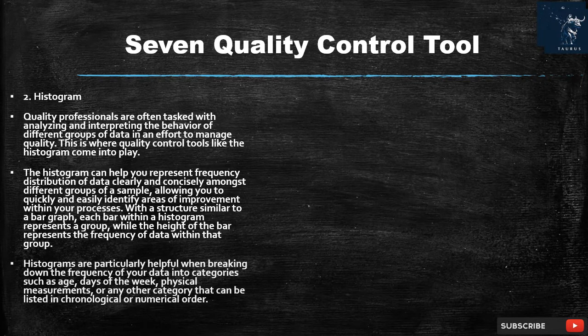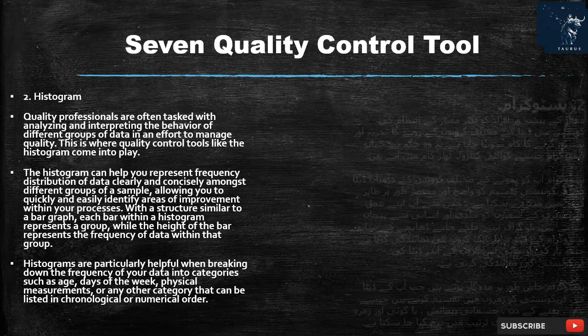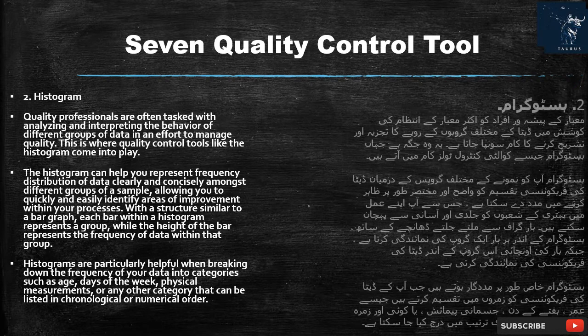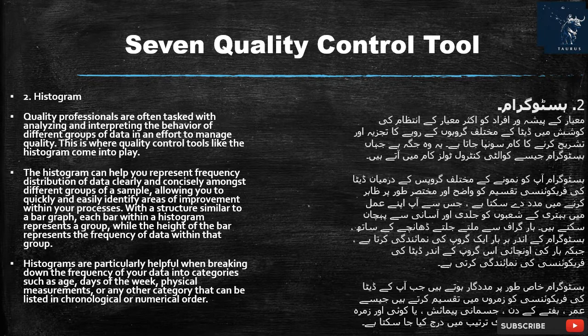With a structure similar to a bar graph, each bar within a histogram represents a group, while the height of the bar represents the frequency of data within that group. Histograms are particularly helpful when breaking down the frequency of your data into categories such as age, days of the week, physical measurements, or any other category that can be listed in chronological or numerical order.